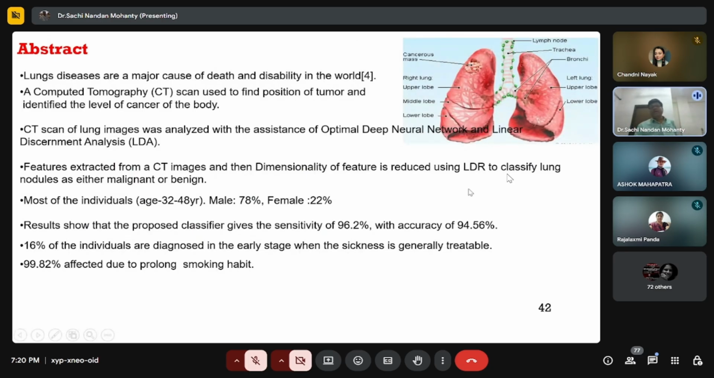You see, any abnormal growth in any part of your body is not a cancer, unless you go for the biopsy, the CT scan, the medical diagnosis or a medical trial. Then you can call it a cancer. All cells are not cancer cells. So what we'll do: for individuals with age 32 to 48 years, male is 70% and female is 22%. So that is the statistical data.